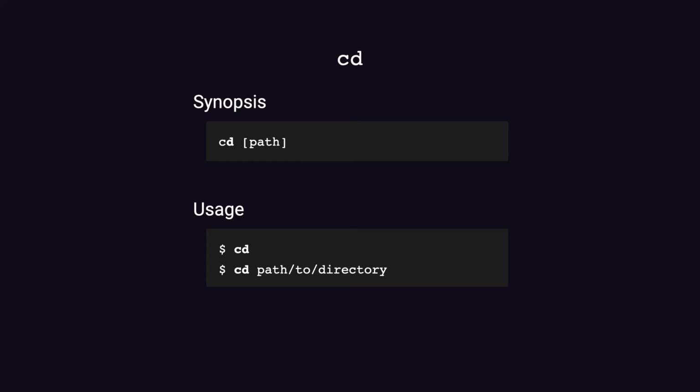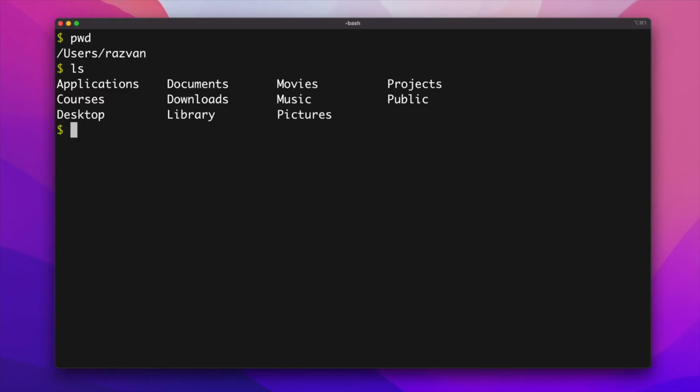On the other hand, running cd with a path argument will either change your working directory to that path or display an error message if that path doesn't exist or if you don't have the permissions to enter it. For example, running this command from a home directory will successfully take us to the documents directory, whereas running this one will print an error since the X folder doesn't exist.